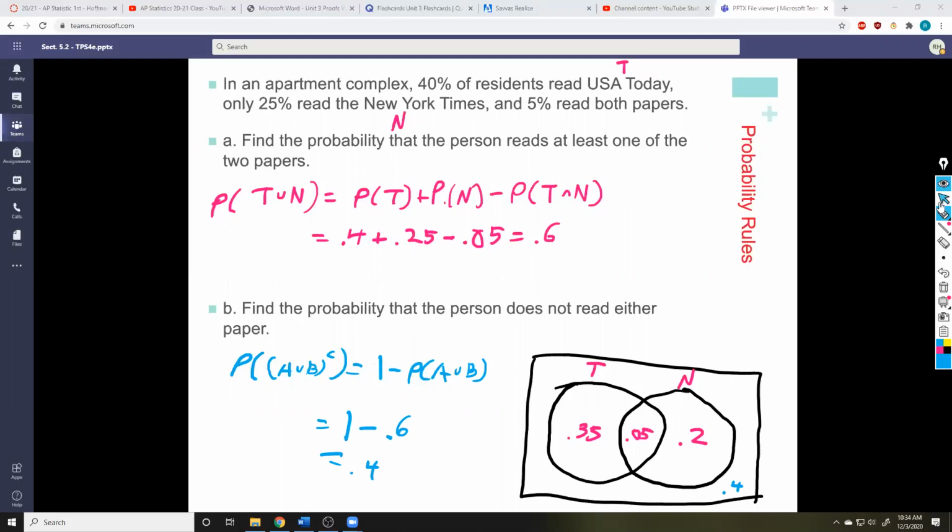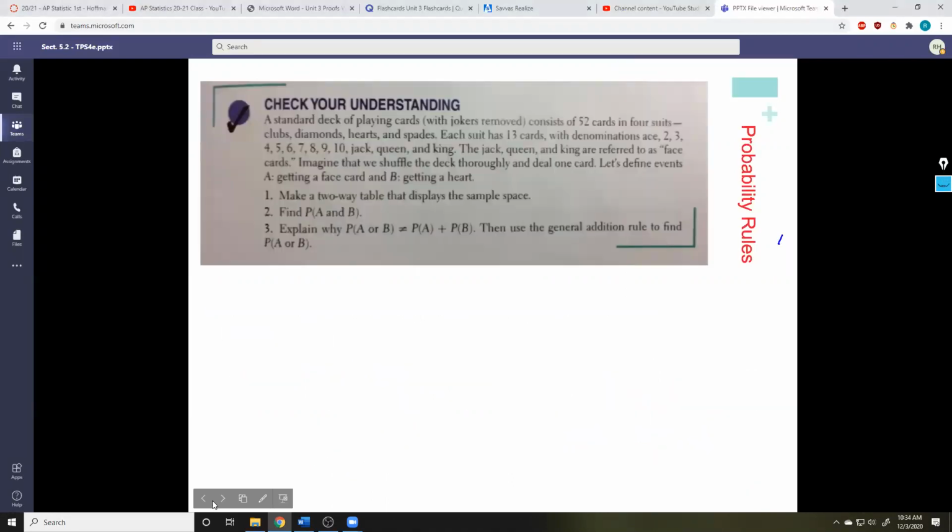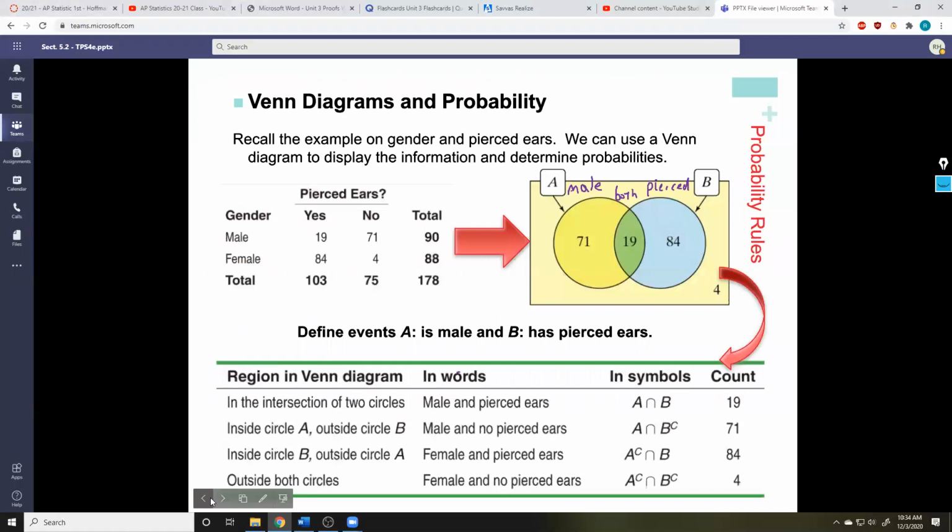If you're doing your Venn diagram right, just like your probability table, it should add up to 1. So I get 0.35 plus 0.05 plus 0.2 plus 0.4 adds up to 1. Or if you're doing it number-wise, like on the last problem, then these numbers, 71, 19, 84, and 4, should add up to the total of 178. That's the same thing as saying these probabilities add up to 1.